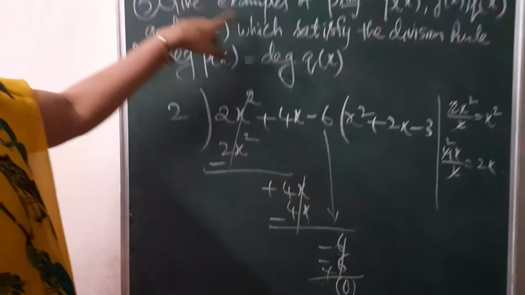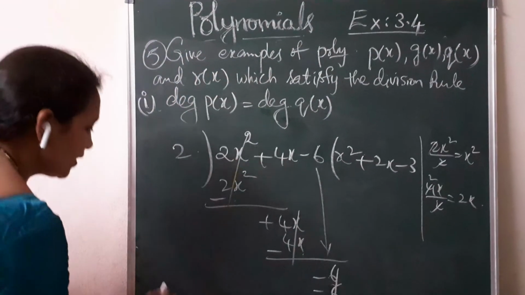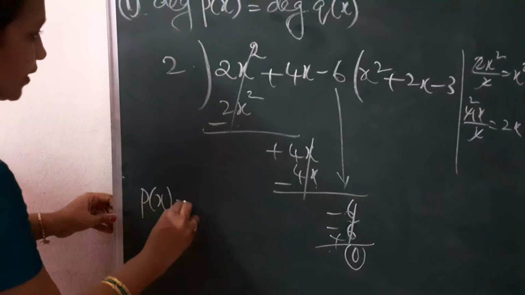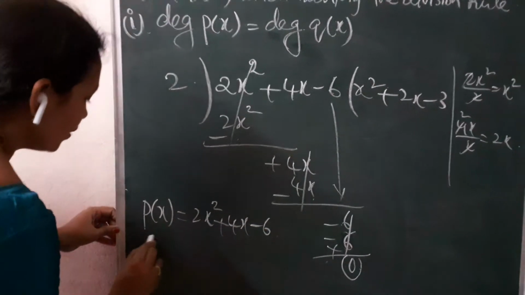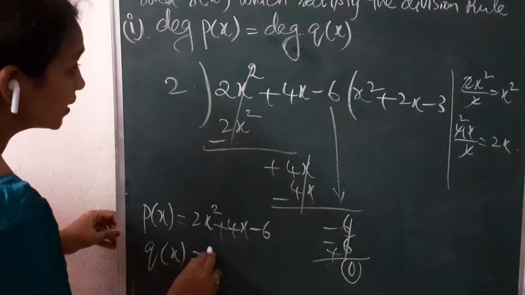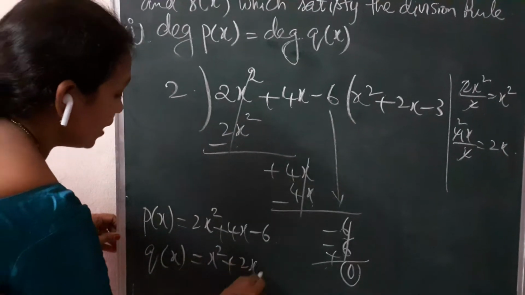So according to the question, what is p of x here? P of x is 2x square plus 4x minus 6. What is q of x? Q of x is x square plus 2x minus 3.